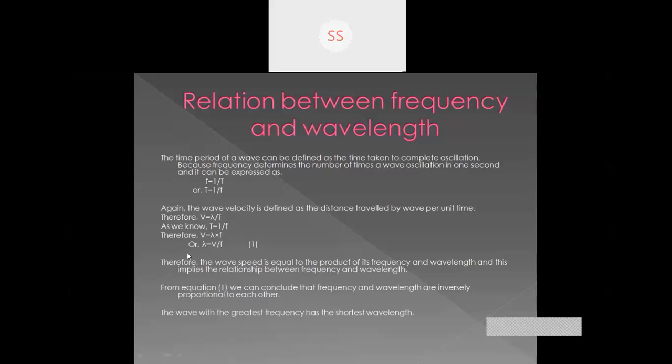Or in terms of wavelength, lambda equals v by f. We can answer that question in two ways: wavelength equals wave velocity by frequency, or wave velocity equals wavelength into frequency. So that is the main relationship between wavelength and frequency. If asked what is the relationship between wavelength and frequency, then we have to write the last equation, which is wavelength equals wave velocity divided by frequency.